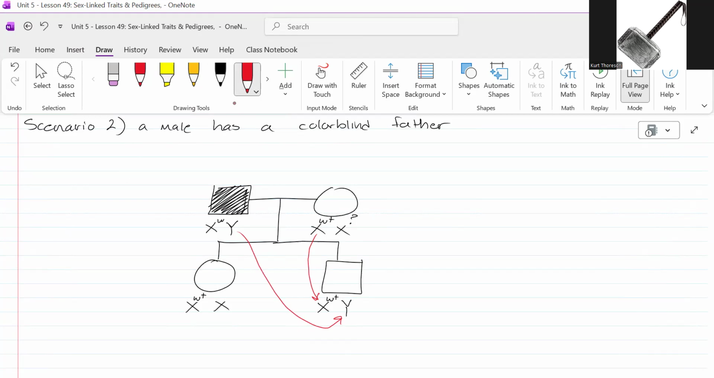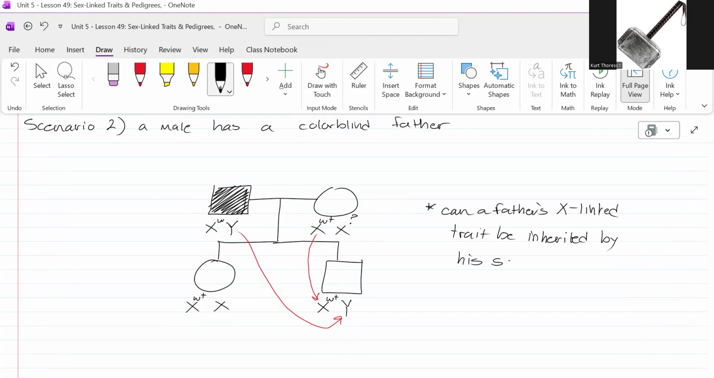All right, so here's a very important point. Can a father's X-linked trait be inherited by his son or sons? I think I should write this down. The answer is no, because what sex chromosome do fathers pass on to their sons? They pass on the Y.